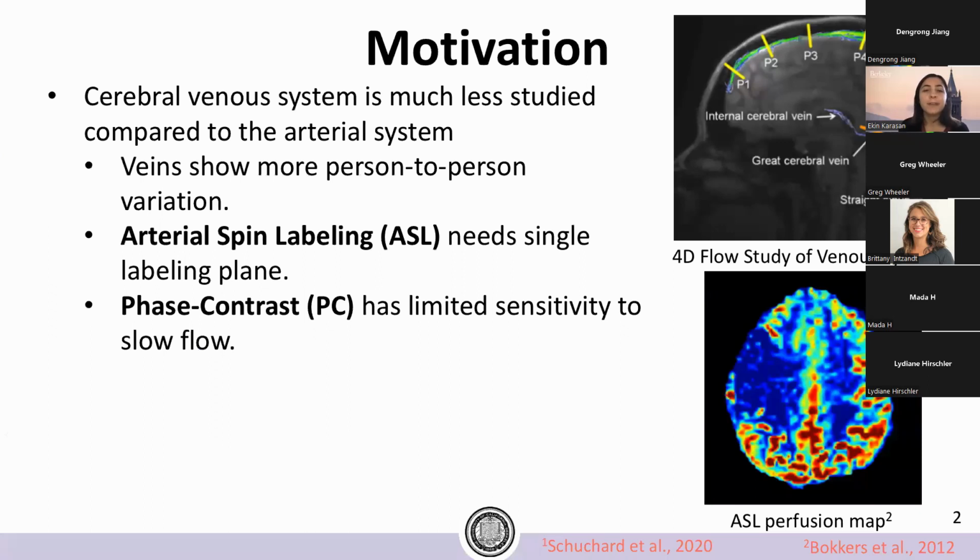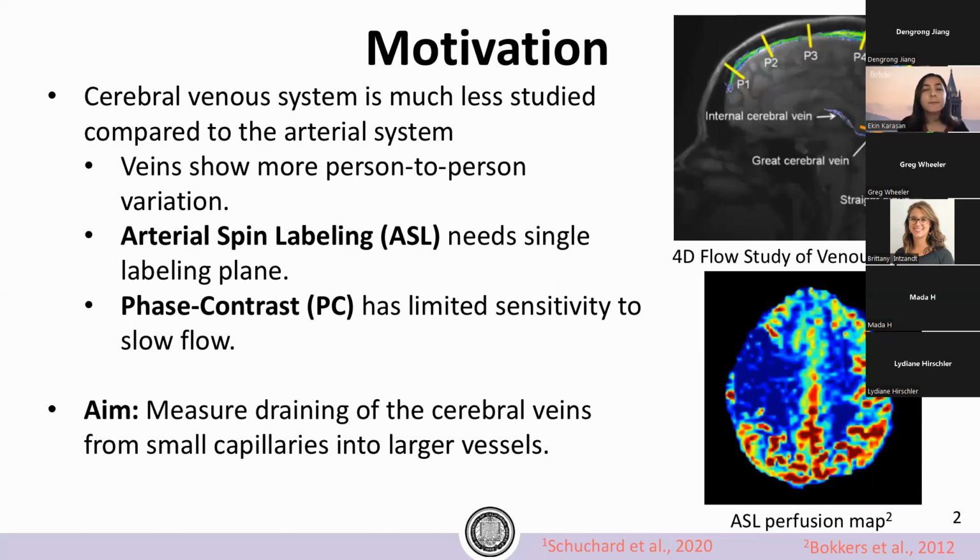The cerebral venous system is studied much less frequently compared to the arterial system. One reason for this is that the veins show more person-to-person variation as compared to arteries, and also the success of current non-contrast enhanced methods to study venous flow is limited. Arterial spin labeling is not very suitable due to the lack of a single labeling plane with veins, and phase contrast has limited sensitivity to slower flows, so it's mainly only able to capture flow in major vessels.